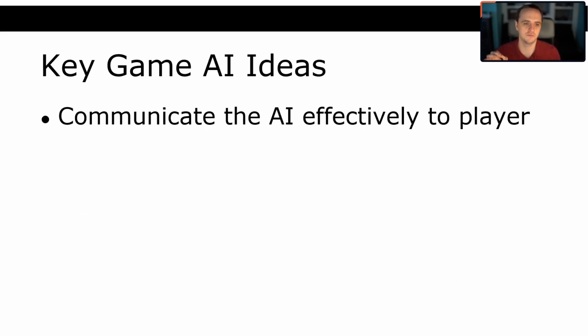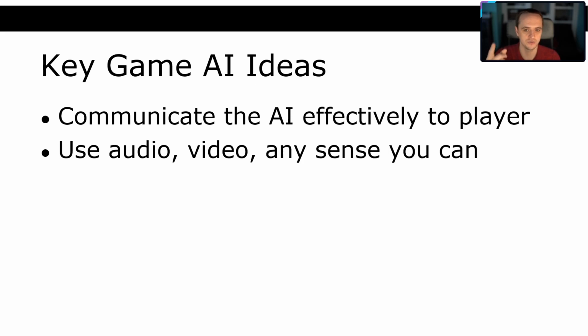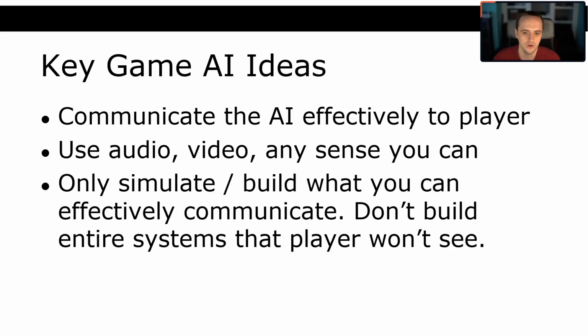So you want to communicate the AI effectively somehow to the player to let them know that this is what's actually happening. You use audio, you use video, you use anything that you can. You use a rumble pack, doesn't matter, right? And you only simulate and build what you can effectively communicate. Do not build entire systems that the player will not see. If you do some play testing and you find that the users run through the level in a certain way 99% of the time, then don't put all the cool details in places that they won't see.